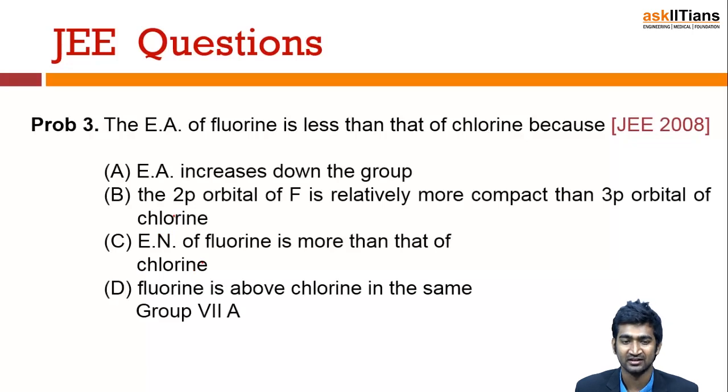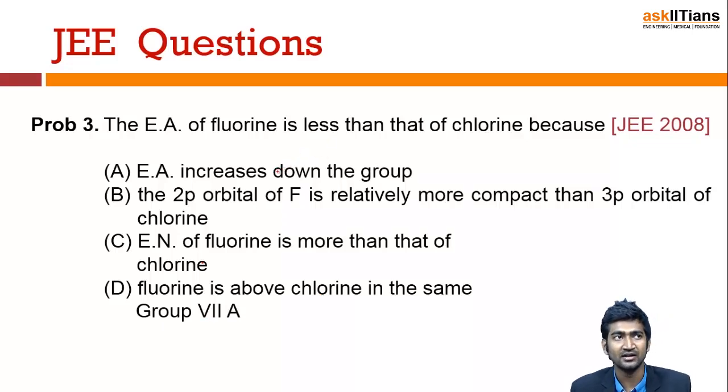And the options are: A option is electron affinity increases down a group. Really? Does it happen for everything? For every group? That's no. The 2p orbital of F is relatively more compact than the 3p orbital. This we can take into account. Third is electronegativity of fluorine is more than that of chlorine. Okay, this also we can account. And fluorine is above chlorine in the same group, 7A. That is not the reason for this, that it has less electron affinity.